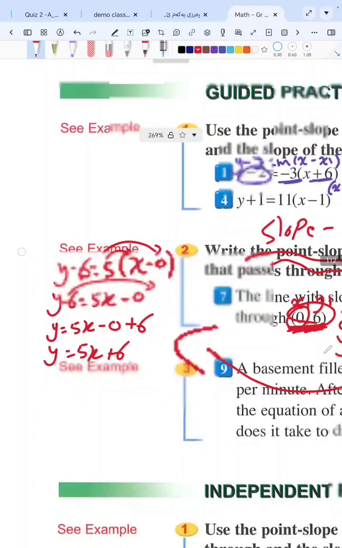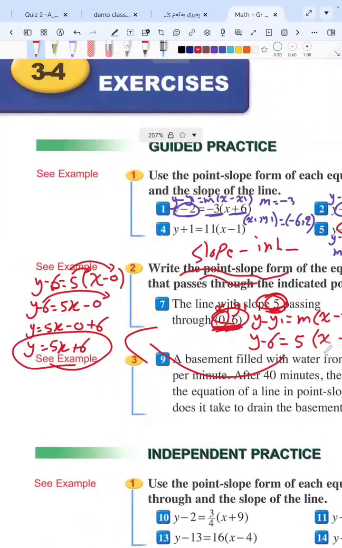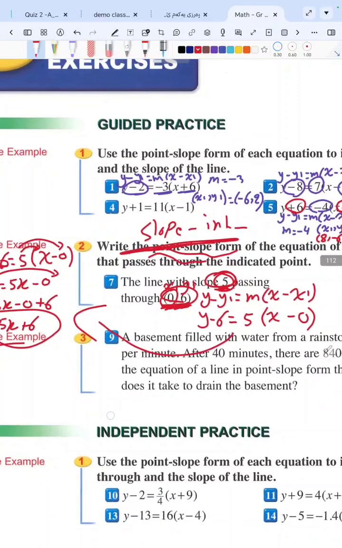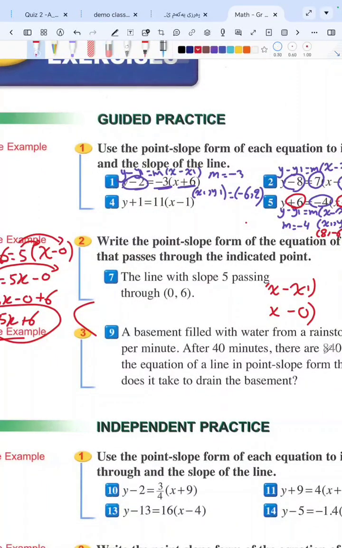So we can say y equals 5x plus 6 if in the question they ask for slope-intercept. But if they ask for point slope, just solve it until here. Okay? y minus y1 equals m times (x minus x1). y minus y1 is what? 6. m is what? It's 5. That's it. Okay?